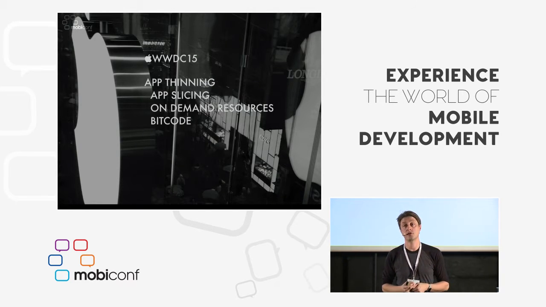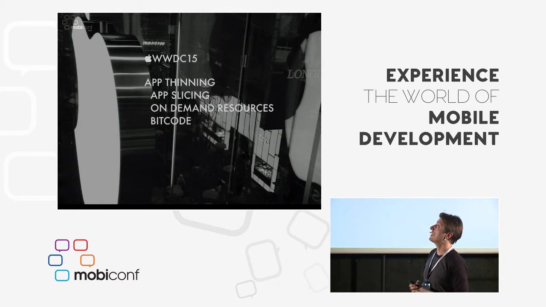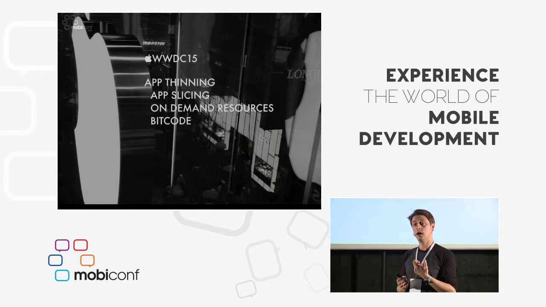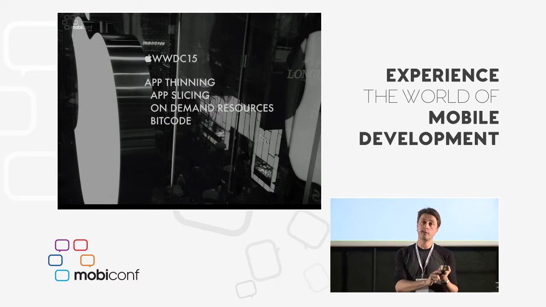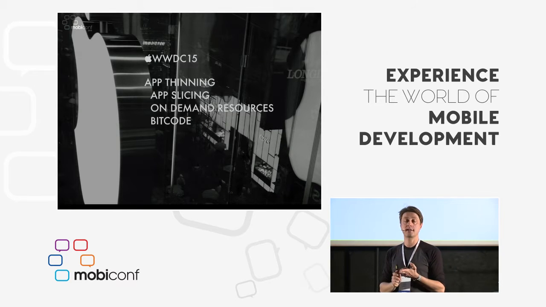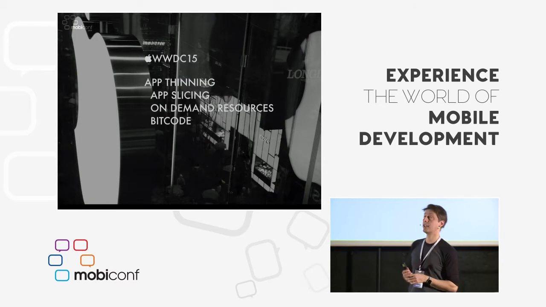So they announced something they call app thinning, which has different components. First, app slicing, where different bundles are generated for the different permutations of device types that exist. When you download an app from the App Store, you only get the version that has the code parts for your processor, and only the resources, whether they're images or sounds or maybe even data files, that are different per device. And you get a bundle that's tailor-made for your type of device.